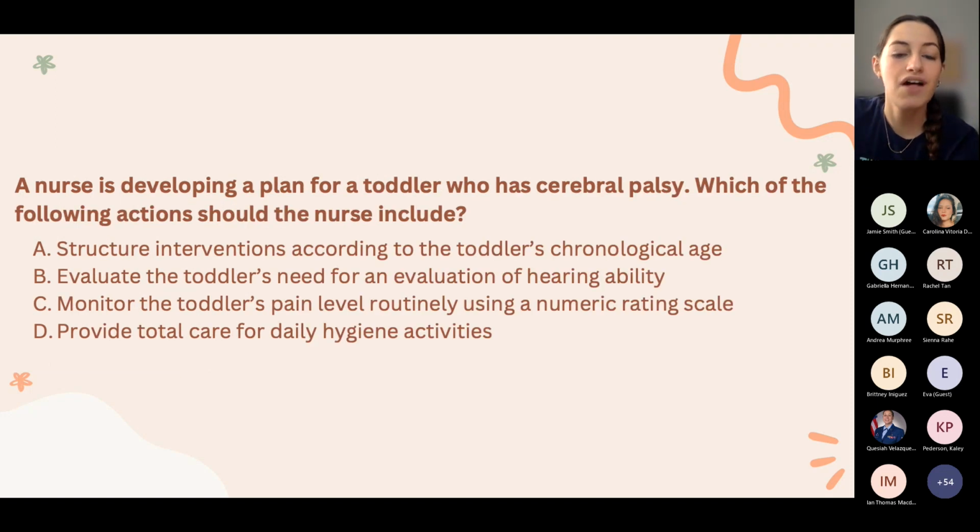All right. A nurse is developing a plan for a toddler who has cerebral palsy. Which of the following actions should the nurse include? Structure interventions according to the toddler's chronological age, evaluate the toddler's need for an evaluation of hearing ability, monitor the toddler's pain level routinely using a numeric rating scale, and provide total care for daily hygiene activities.